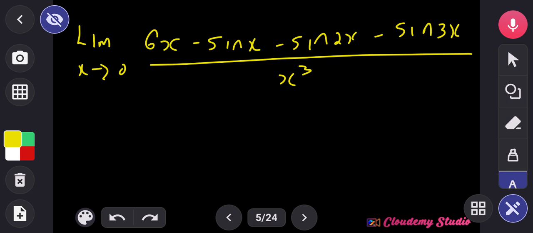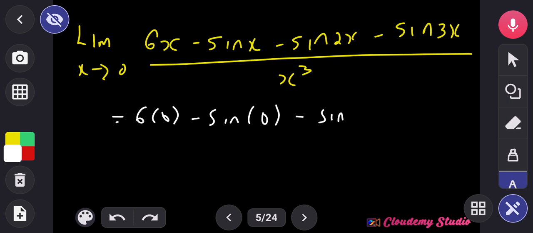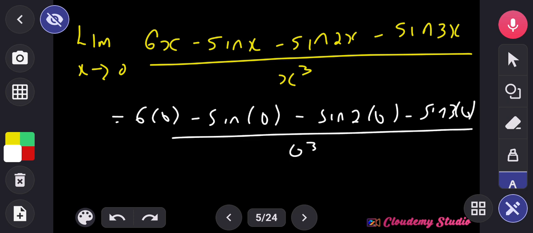Now, how are we going to do this? Remember that if you put 0 in all of this, wherever you see x, put 0. You are going to be having 6 multiplied by 0 minus sine 0 minus sine 2 multiplied by 0 minus sine 3 multiplied by 0 divided by 0 raised to power 3. And our answer is going to be giving us what? That's going to be giving us 0 divided by 0, because sine 0 equals 0. You understand? Sine 0 equals 0. And cos 0 equals 1. You have to understand that. And even that one, we can use this method.